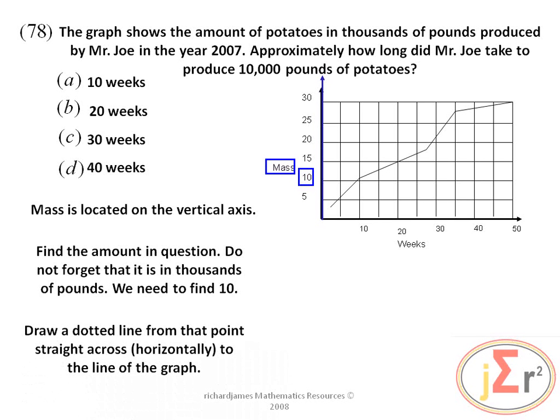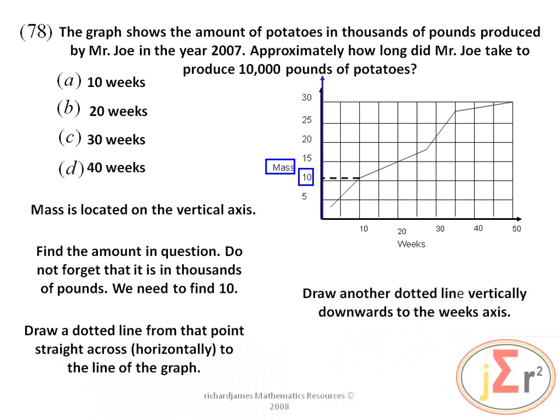Draw a dotted line from that point straight across, that is a horizontal line, to the line of the graph. Draw another dotted line vertically downwards to the weeks axis. The associated week is 10. The associated option is A.